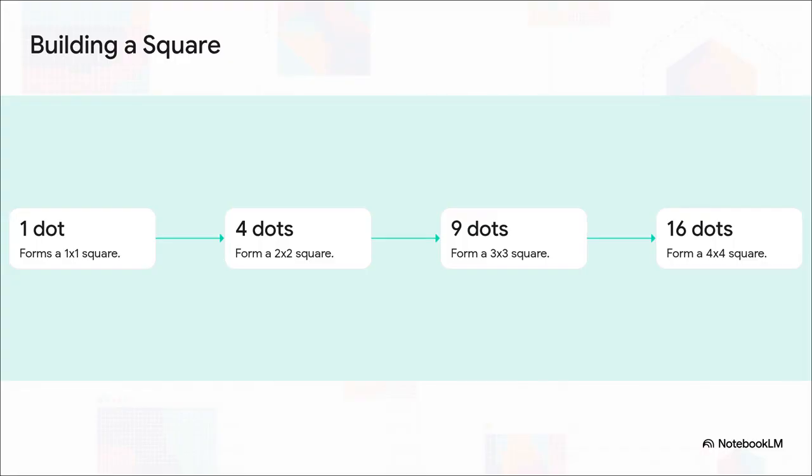With just 1 dot, you have a little 1 by 1 square. With 4 dots, you can arrange them into a perfect 2 by 2 square. Take 9 dots and you get a perfect 3 by 3 square. And 16 makes a 4 by 4. See what's happening? Only these specific numbers can form a perfect solid square shape with no missing pieces.